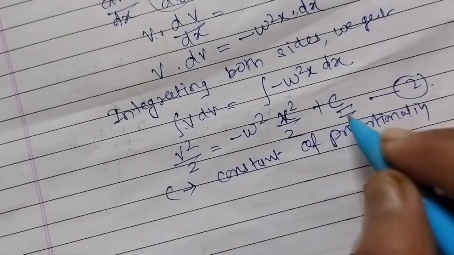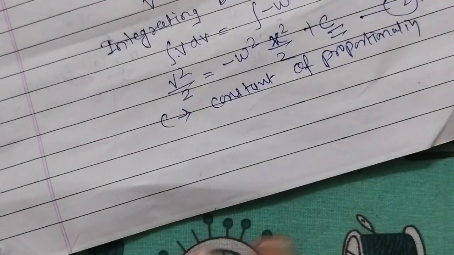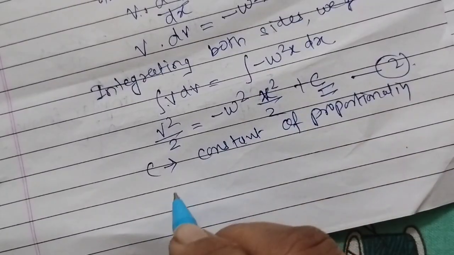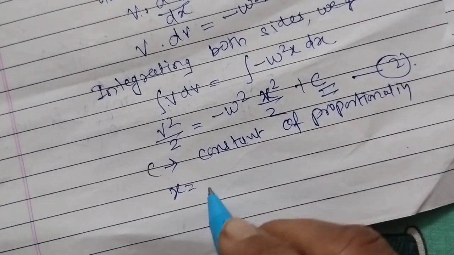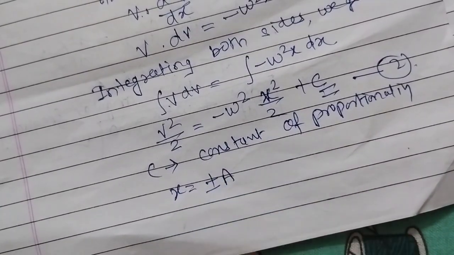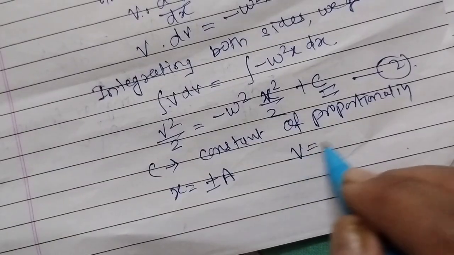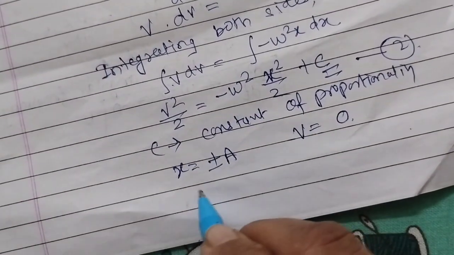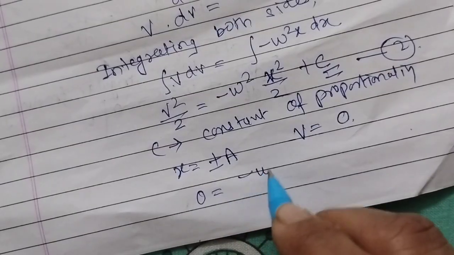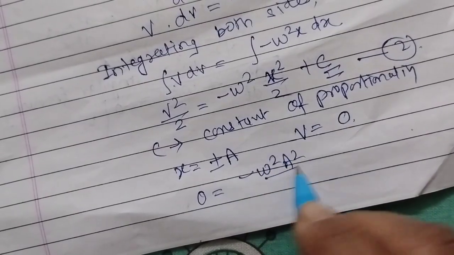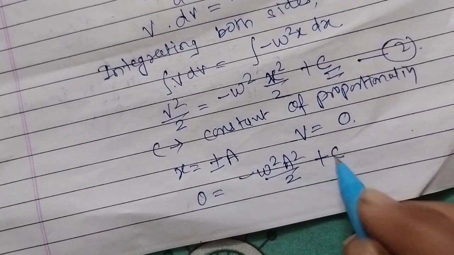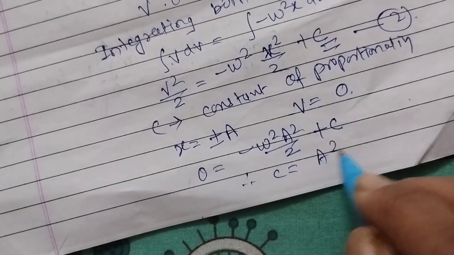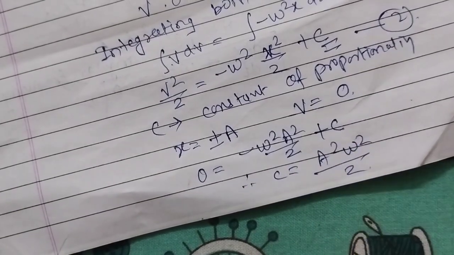Now you are going to find the value of c, and for finding the value of c you have to write some conditions. At maximum displacement, that is plus or minus a, its amplitude, v is going to be 0. Putting the value in equation number 2, what do you get? 0 will be equals to minus omega square a square by 2 plus c. So the value of c will be equals to a square omega square by 2.